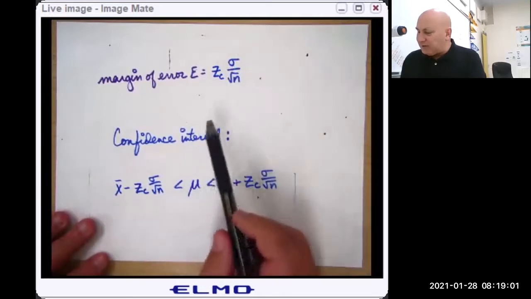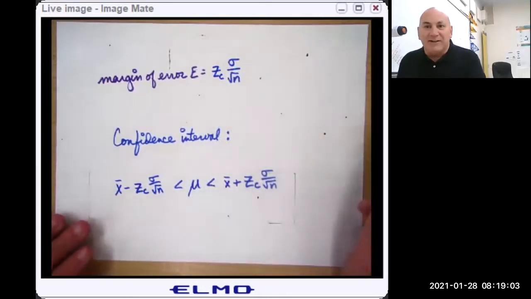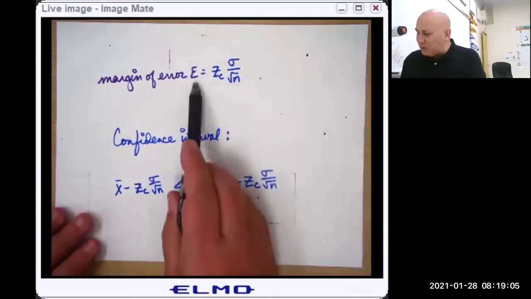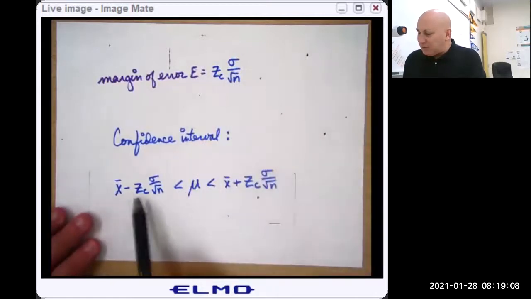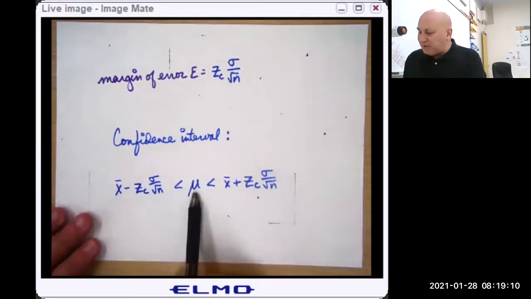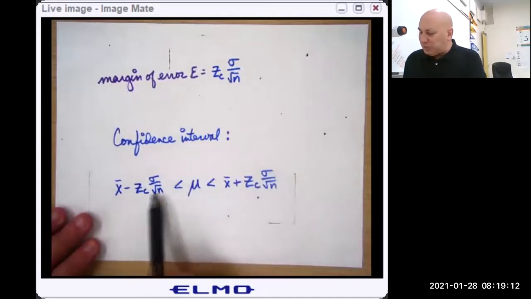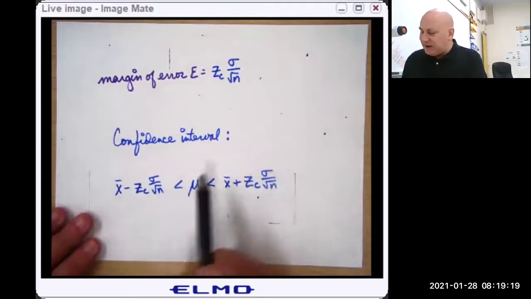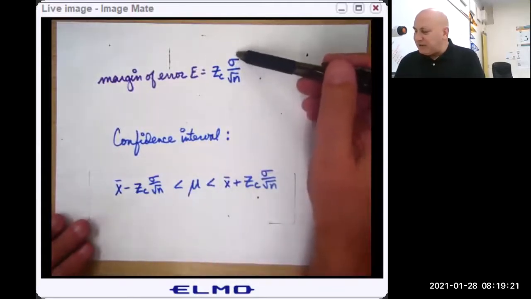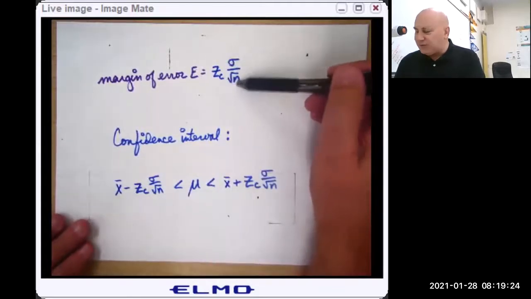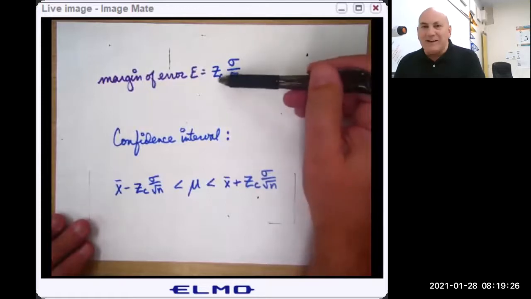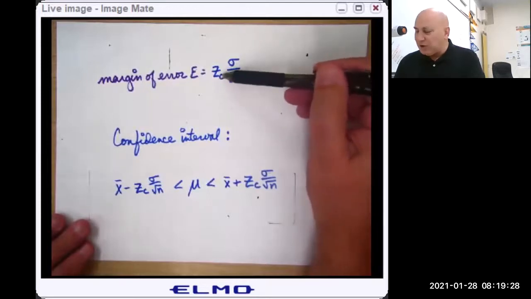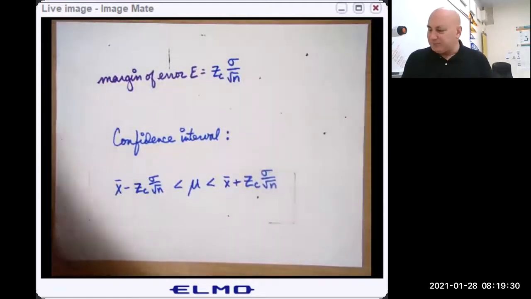So your confidence interval was X bar plus or minus E. Well, now we know what E is. So mu, your confidence interval is between X bar minus your margin of error and X bar plus your margin of error. And again, your margin of error is this: this is your standard dev, and this is how many standard devs you have to go in order to get this level of confidence.